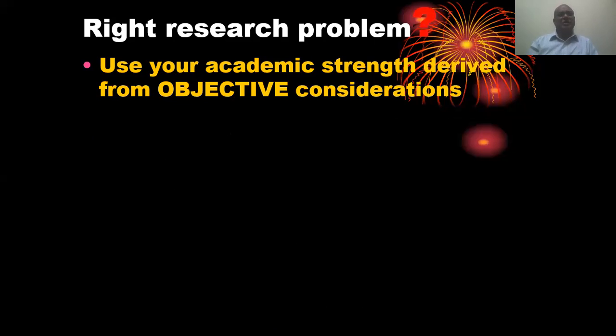So do you have a right research problem or not? For that, you should have a good amount of academic strength. And this academic strength will come from several things that you need to do also, and it is based on some objective consideration. Like, you must read a good number of articles, research papers, etc.